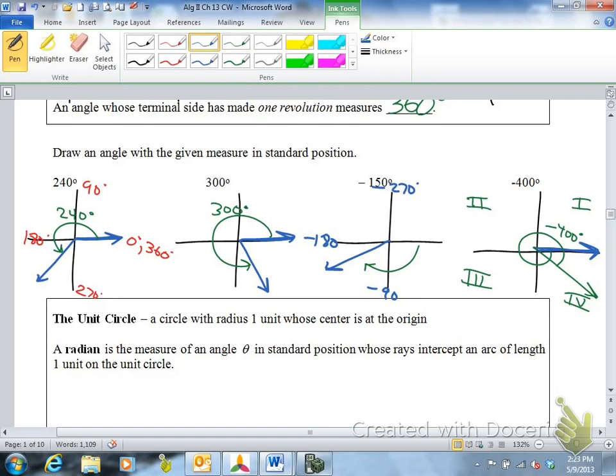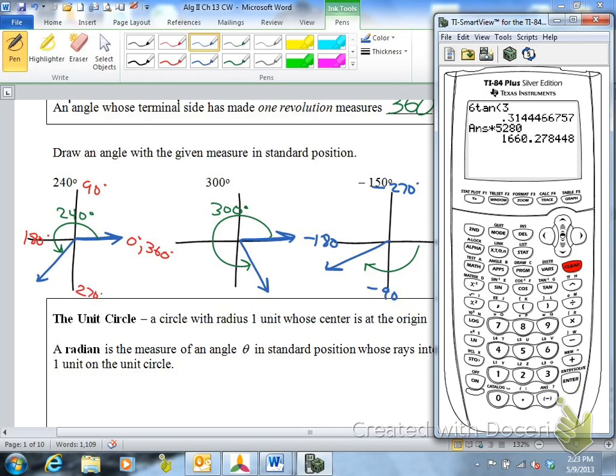Next, I want to explain a little bit about what we were saying yesterday about radian mode. You should leave your calculator in degree mode, and it should be in degree mode now. But radian mode is another way of measuring angles.